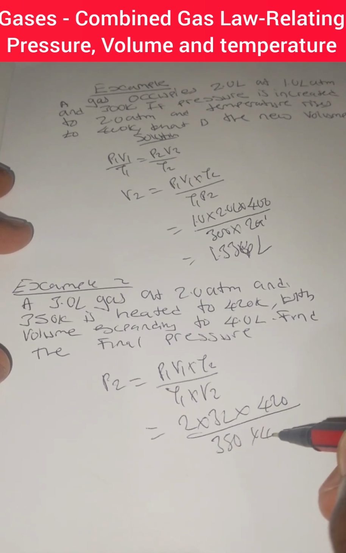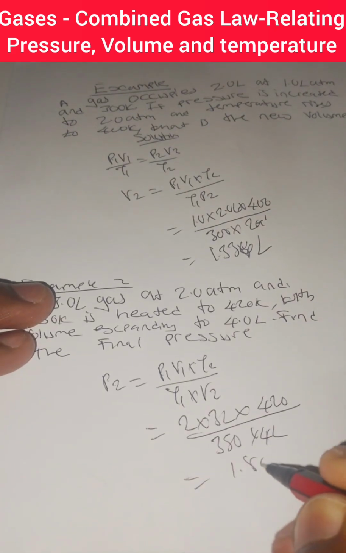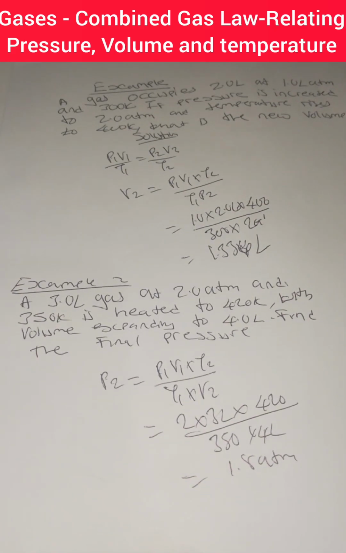So let's go ahead and punch it on the calculator. What are we going to find? We are going to find that the answer is 1.8 atm. That's our final pressure. And also we can check the statement there, which is pressure and volume, they are what? They are inversely proportional to each other.